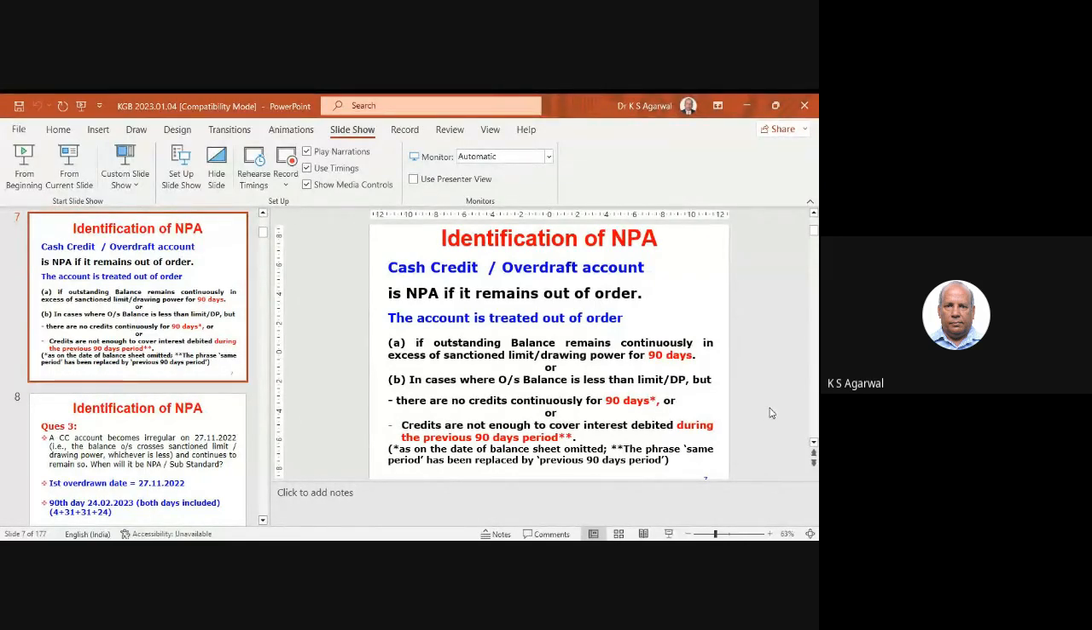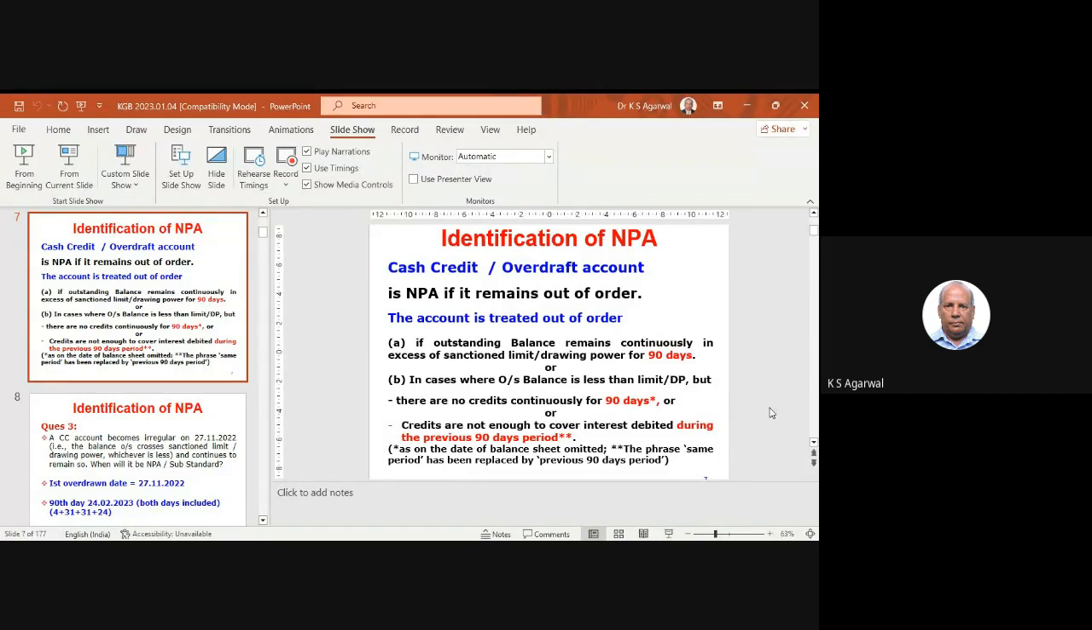Now friends, before November 2021, where I have put this asterisk, the phrase as on date of balance sheet was there. Means there are no credits continuously for 90 days as on the date of balance sheet. Now this as on the date of balance sheet has been omitted.